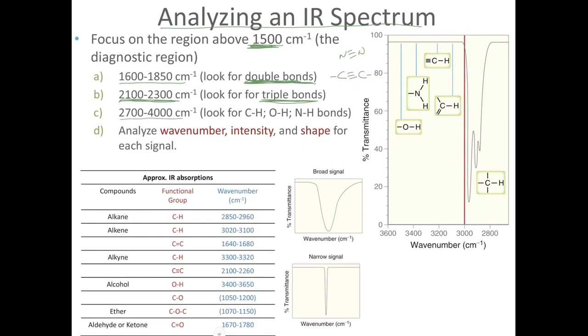Between the regions of 2,700 to 4,000, here we're going to look at a variety of them. We could look at the amines, like primary amine, secondary amine, the alcohols. We can look at the alkenes, alkanes, alkynes. Okay? Then we need to analyze the wave number, the intensity, the shape, so we can be able to account for the functional groups that are present. All right?